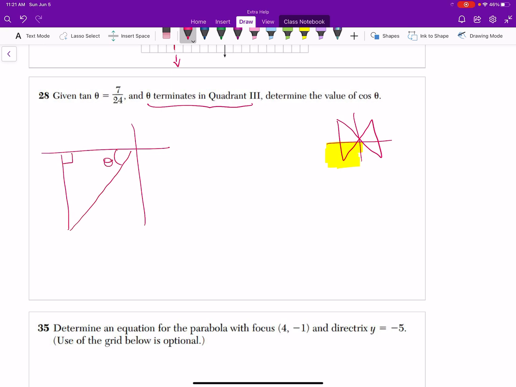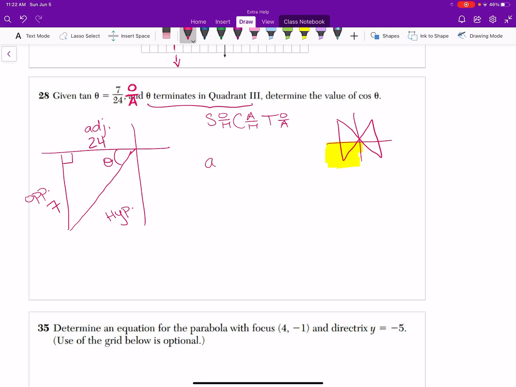Your theta is always closest to the origin. Your hypotenuse is across from the right angle. Opposite side is across from that reference angle theta. And the adjacent side is the one that's left over. So we are going to be using SOHCAHTOA. Tangent is opposite over adjacent. So the opposite side is 7, the adjacent side is 24.